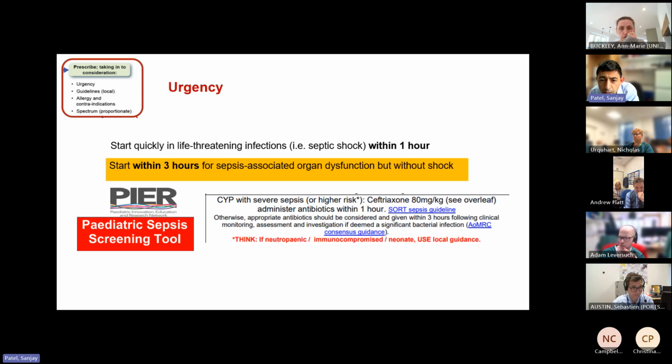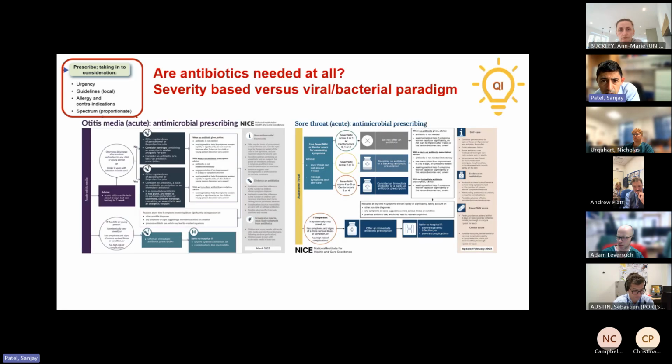We've tried to be a little bit more nuanced, but it's still pretty blunt. We've added in something more explicit about children who don't have severe sepsis, or children with significant comorbidities for rapid deterioration, and providing a more permissive approach to those. That's all in the sepsis screening tool.